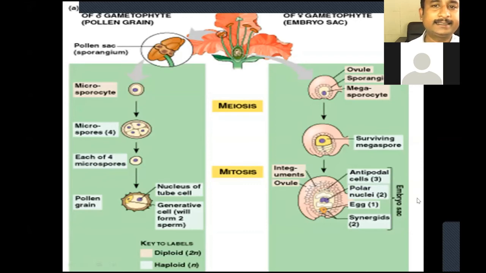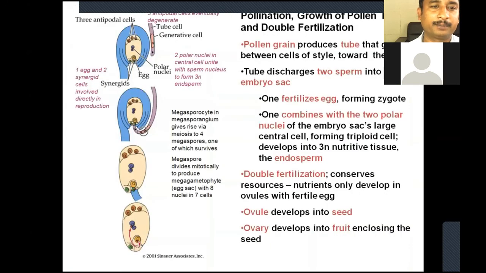Okay, this is a little bit technical, a little higher level for you. If you've gone through the NCERT syllabus, it comes under the 7th to 8th standards, where it goes into detail on pollination, growth of the pollen tube, and double fertilization. So here we call it double fertilization and triple fusion. Okay, those are 2 very important terms here.